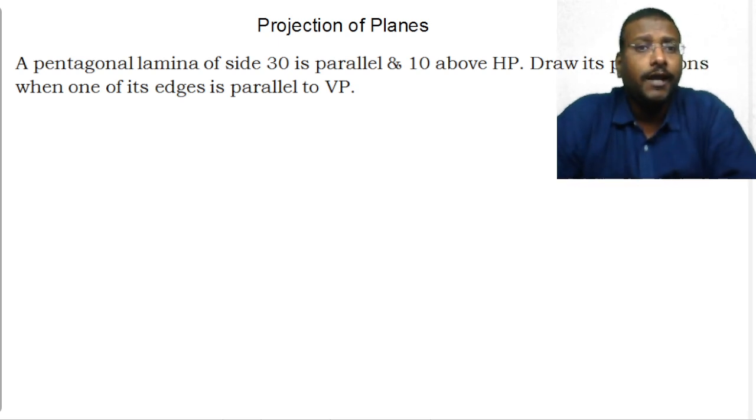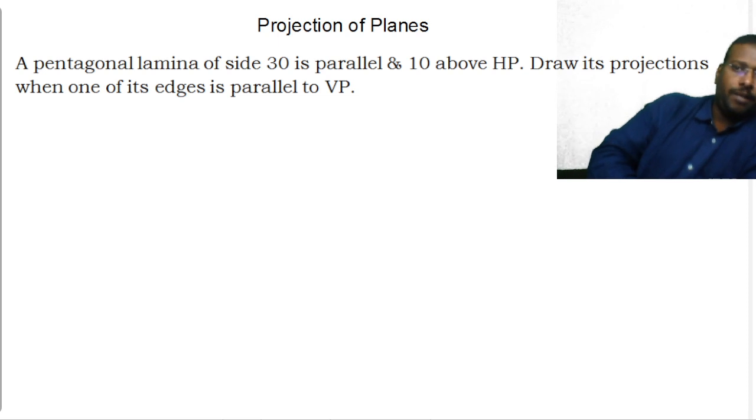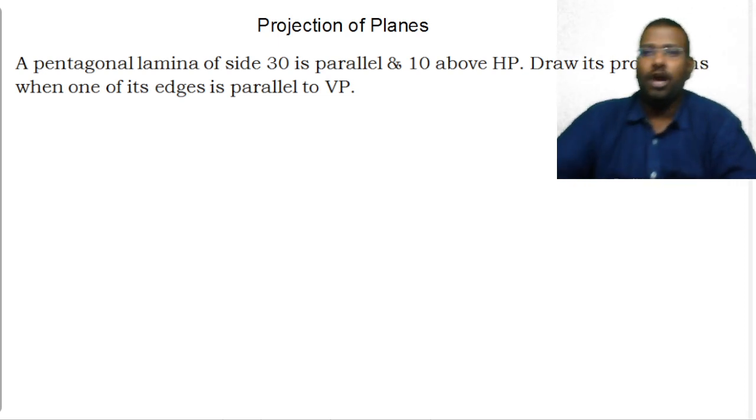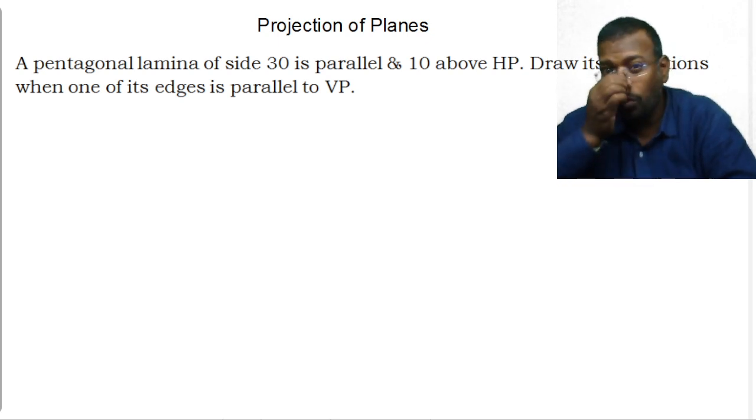Good, no problem. A pentagonal lamina, so the shape is a pentagon, of side 30 is parallel and 10 above HP. Draw its projections when one of its edges is parallel to VP. So what type of idea do we have to get?